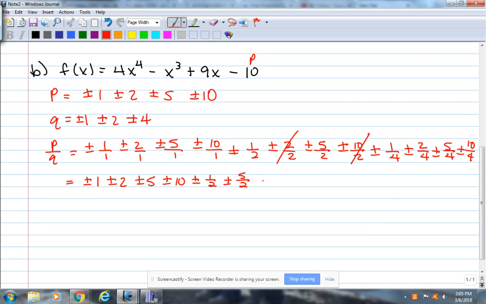So 1/4, we don't have that one yet, so put it down there. 2 over 4 equals what? A half, and we already have that one, so we don't need it again. 5 over 4, that's 1.5. We don't have it yet, so put plus and minus 5 over 4. And 10 over 4 reduces to 5 over 2, doesn't it? And we already have a 5 over 2, so we don't need that one again. So my possible solutions for that polynomial are these numbers.